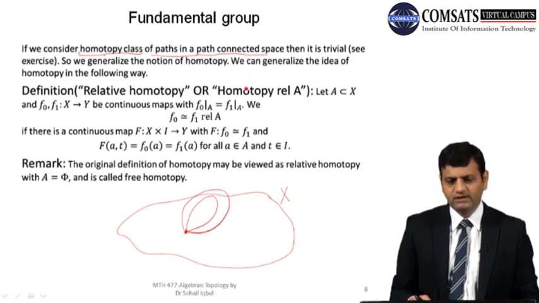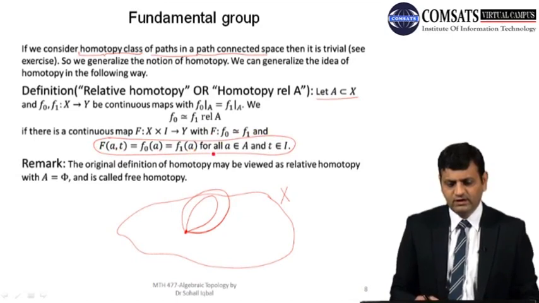So now we are going to generalize the idea of homotopy in the following way. Okay, so let A be a subset of X, and F0 and F1 are two continuous maps such that F0 restricted to A is equal to F1 restricted to A. So we define F0 homotopic to F1 relative to A if there exists a continuous map F such that F is a homotopy, and this is the extra condition that we are going to impose here. So what is this condition? This condition says that F of (a, t) is equal to F0 of a is equal to F1 of a for all a belongs to A and t belongs to I.